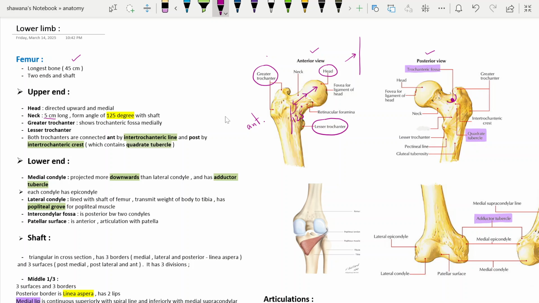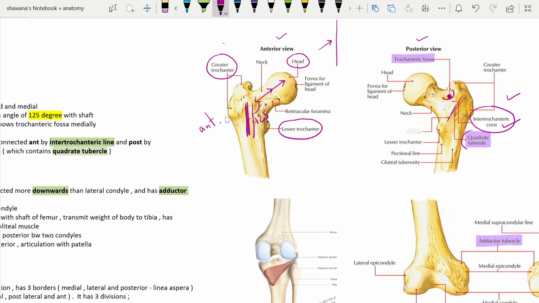The intertrochanteric crest consists of a tubercle known as the quadrate tubercle. The significance of the tubercles is that they provide a site for muscle attachments. So let's revise the upper end. It consists of the head directed medially and upwards, and the neck of 5 centimeters forming 125 degrees with the shaft.